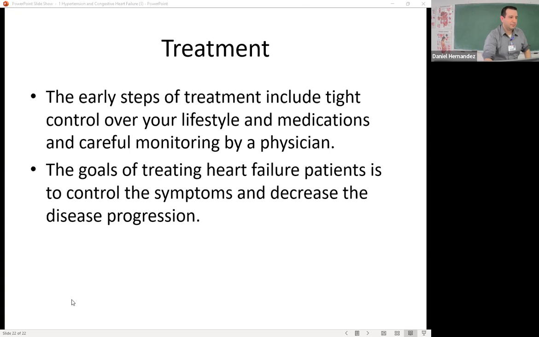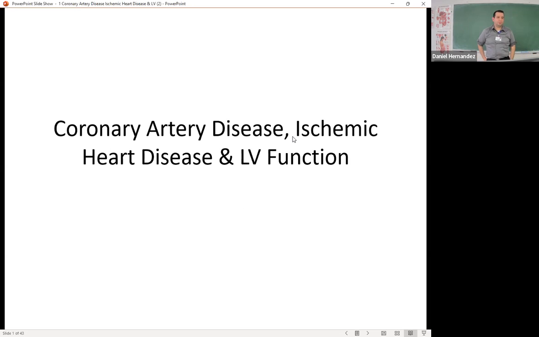So now, all right, so now I'm just going to kind of switch over into coronary artery disease, ischemic heart disease, and LV function.